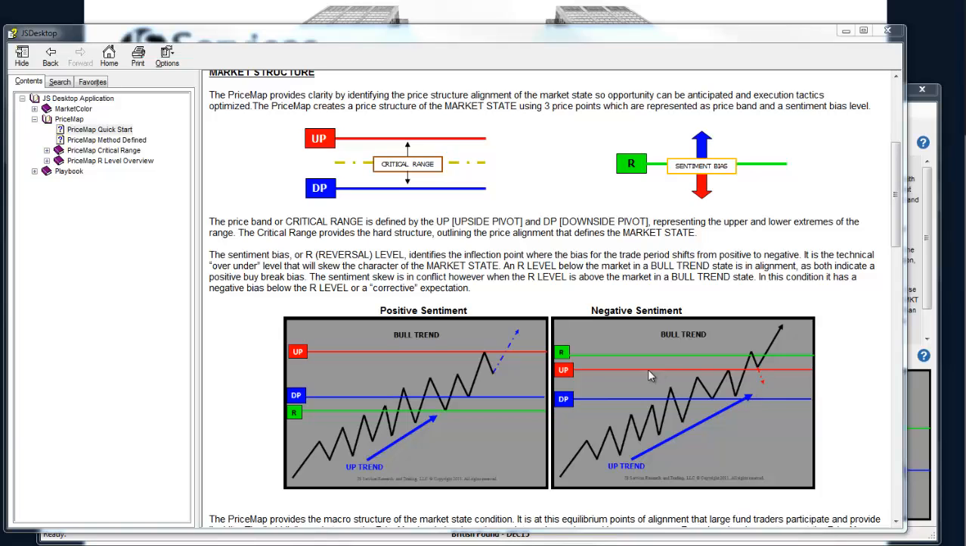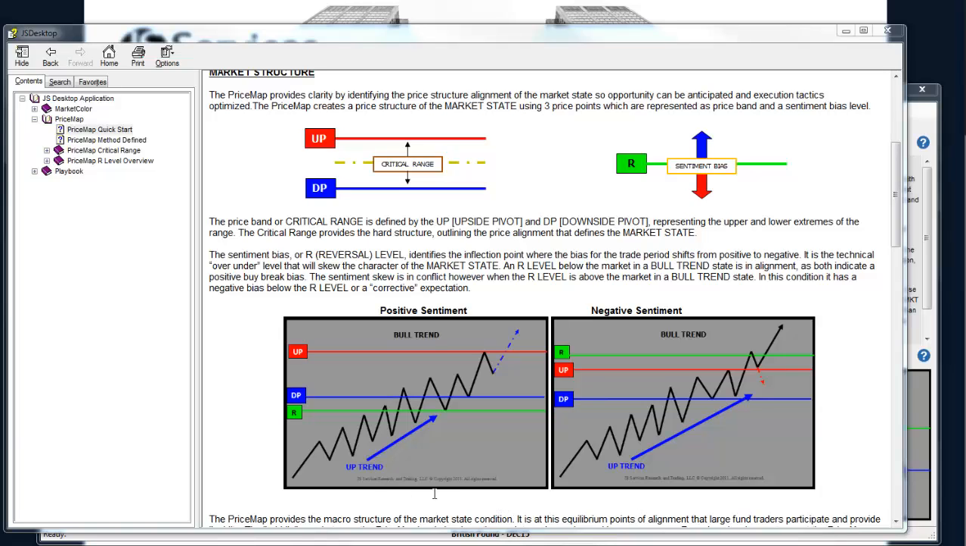Market's still in the bull trend, but sentiment above the market has it negative. Once the market gets above this sentiment bias, then the bull trend can really engage. And so the sentiment bias will skew the state condition. You can change it. You have a different expectation. Again, it's all about awareness.